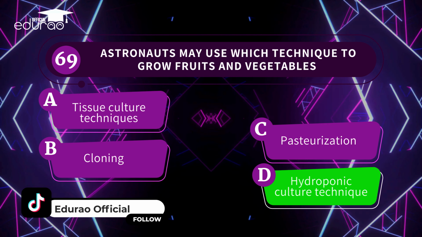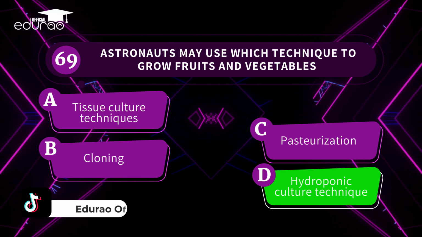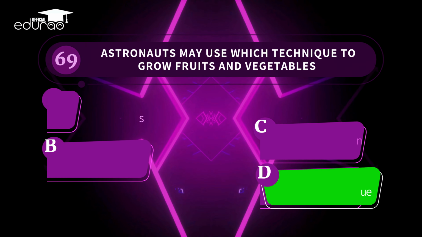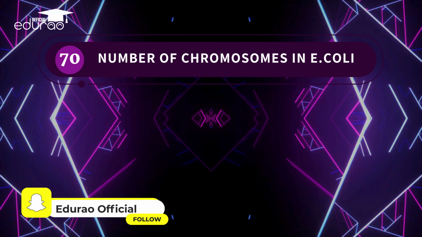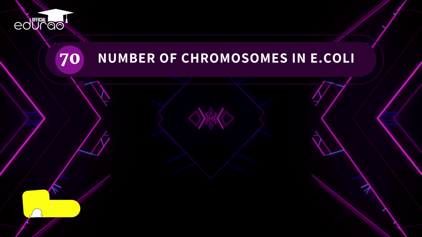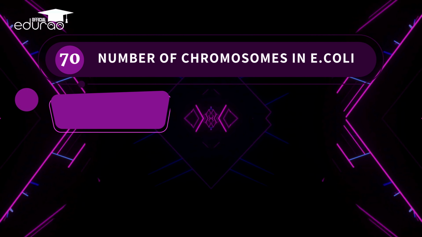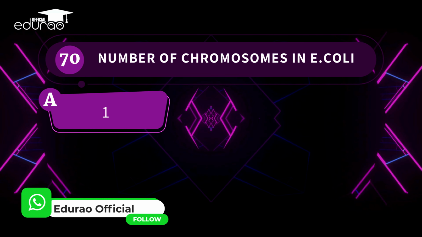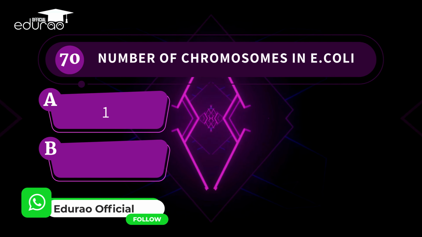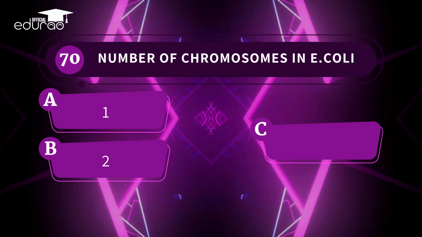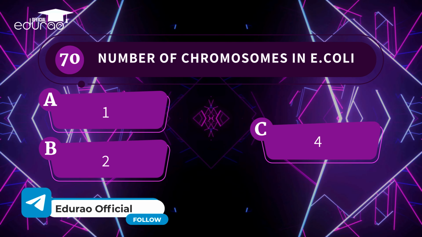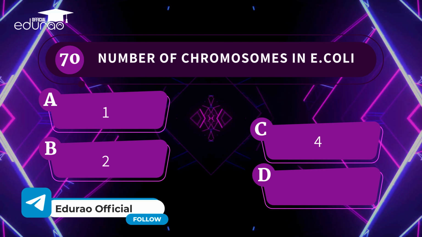You've hit the nail on the head. Correct answer is hydroponic culture technique. Question 70. Number of chromosomes in E. coli. A. 1, B. 2, C. 4, D. 6.